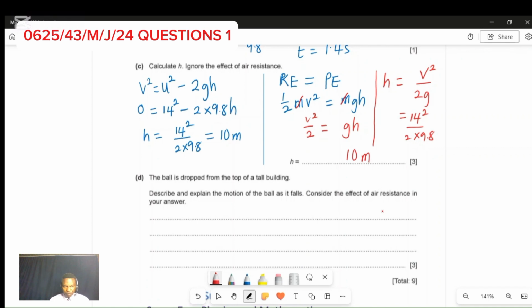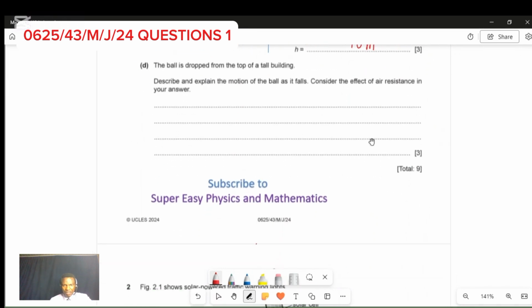All right. So let's go to the D part of the question, which is the last aspect, for 3 marks. Describe and explain the motion of the ball as it falls. Consider the effect of air resistance in your answer. So we are going to be looking at the motion of this ball as the ball is falling.